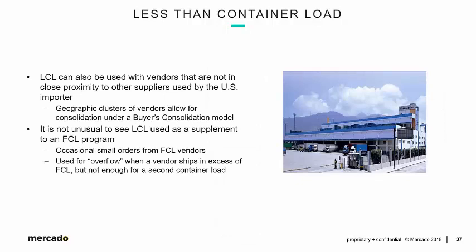Here's a good point to make. LCL can also be used with vendors that are not in close proximity to other suppliers used by the U.S. importer. We talked about geographic clusters. We'll see it again in an upcoming section on buyer's consolidation, but a geographic cluster of vendors allows for consolidation under that buyer's consol model. This is just one way of saying that a U.S. importer buys in a country or a region where there's lots of suppliers around each other, and goods can be consolidated together. There are also situations where an importer might buy from one vendor alone in Santiago and the Central Highlands of the Dominican Republic.